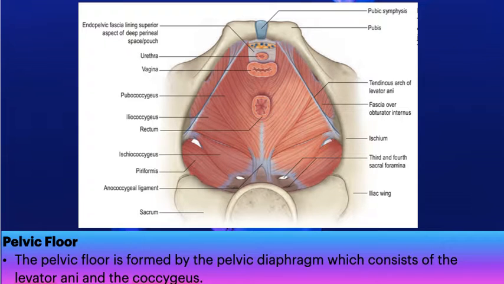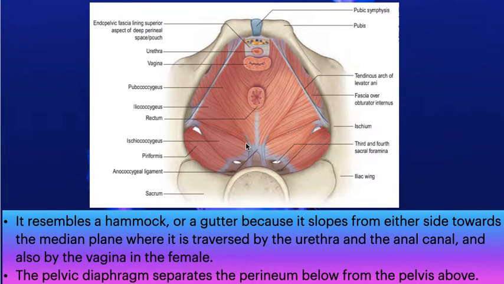Okay, so we did the bony pelvis, the lateral pelvic wall, the fascia over the pelvic walls, and the visceral fascia. Now coming to the pelvic floor, it is basically formed by the pelvic diaphragm, which consists of the levator ani and the coccygeus. It resembles a hammock or a gutter because it slopes from either side towards the median plane, where it is traversed by the urethra and the anal canal, and also by the vagina in the female. The pelvic diaphragm separates the perineum from the pelvis.